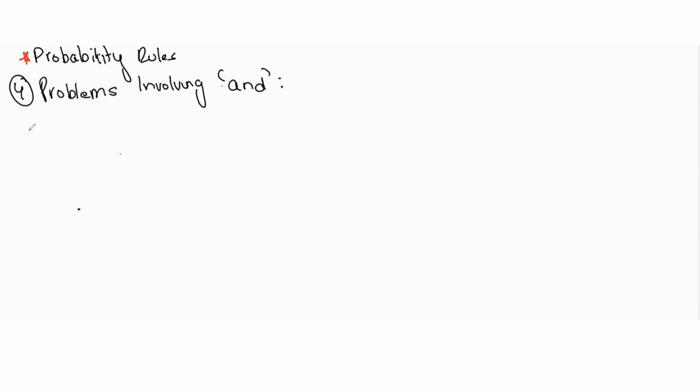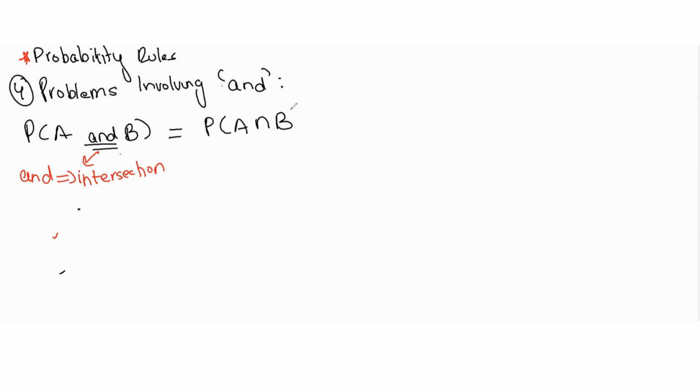Now, here the idea is probability of A and B. If you want to find the probability of A and B, just like we talked about in the previous video, OR always means union. So here we need to keep in mind AND means intersection, right? So in probability, when you see OR, that means union, and when you see AND, it means intersection. And so we can write this as probability of A intersection B.